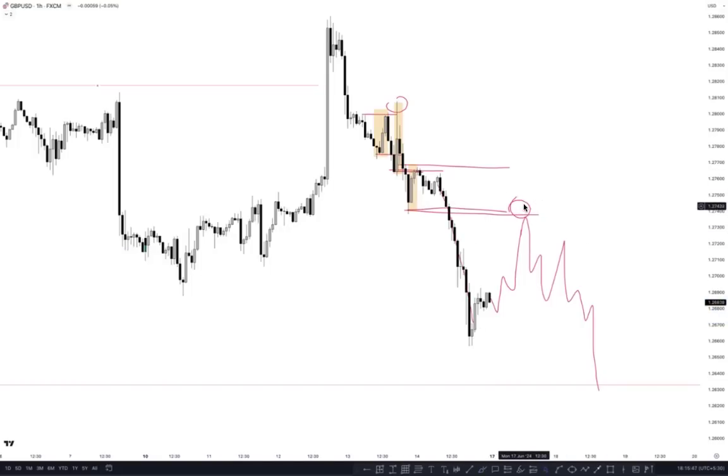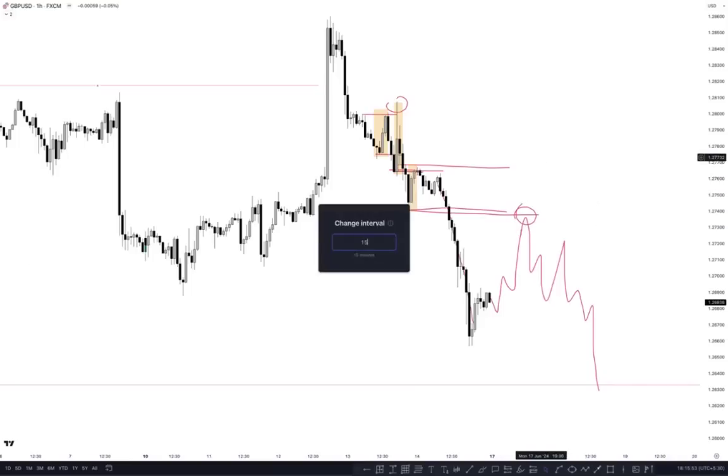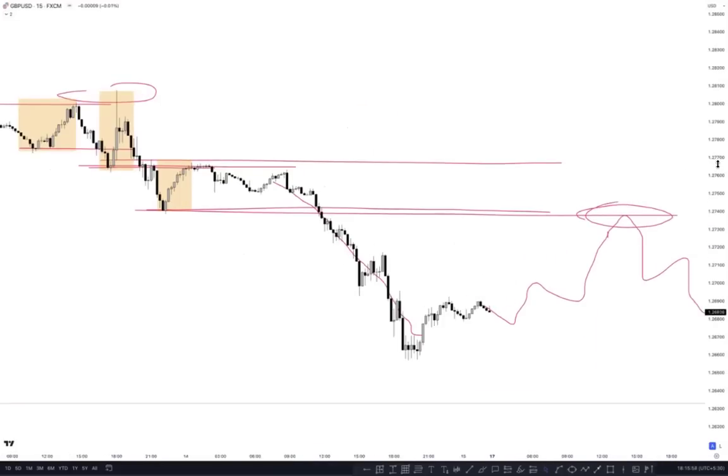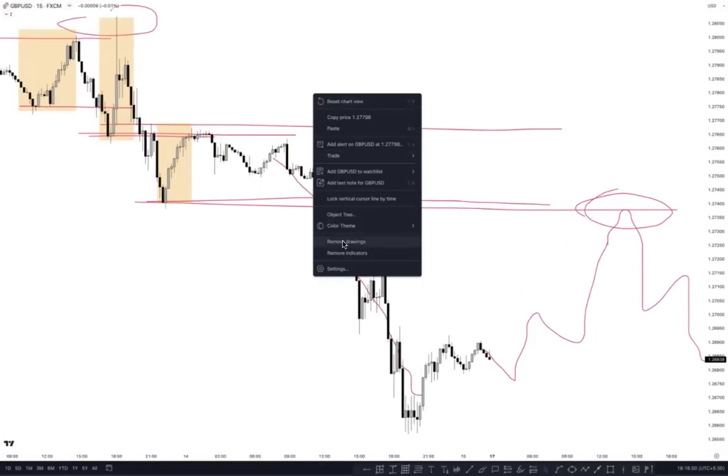And we are planning here for the sell. Once price mitigates this zone, we can see a downside move right here in GBPUSD. Same thing is happening in the 15-minute time frame, I hope. If price taps on it, we can plan here for this sell.